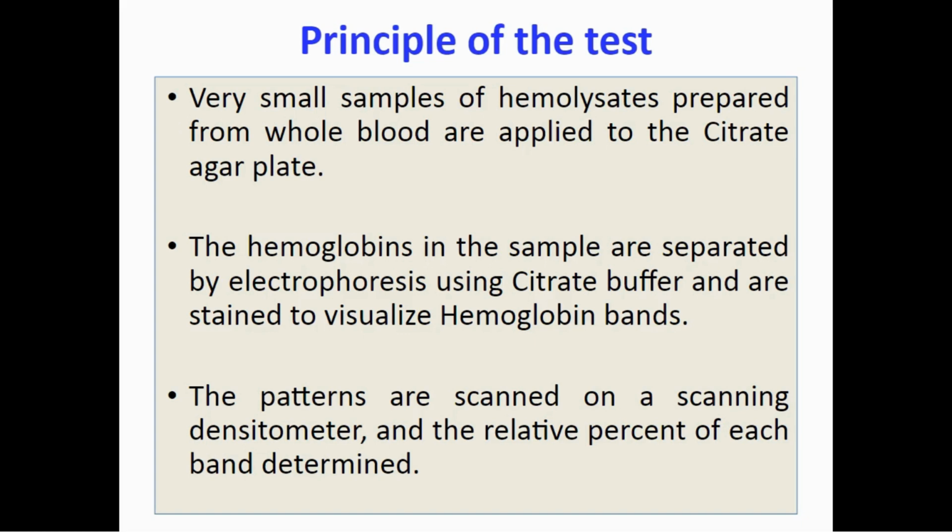Now coming to the principle of this test. The principle on which this instrument works is the same for both types, the cellulose acetate and the citrate agar electrophoresis. Right now I'm explaining the electrophoresis with reference to the citrate agar plate. Usually cellulose acetate electrophoresis is done first to find out any abnormal hemoglobin. Then citrate agar electrophoresis is done as a follow-up for confirmation of the detected abnormal hemoglobin.